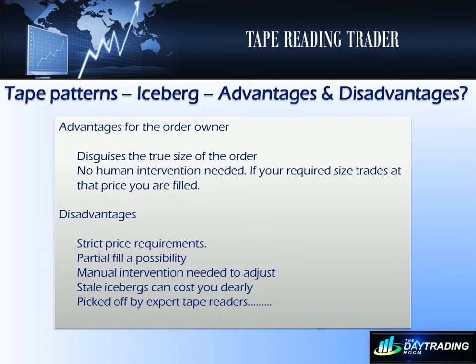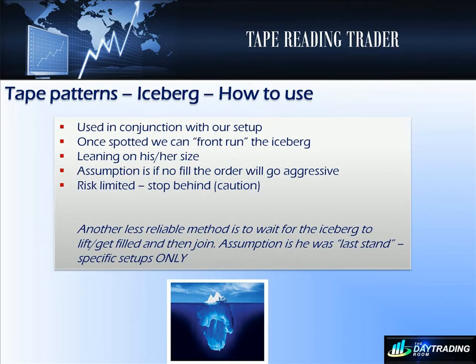So how do we use them? Well, first things first, we use them in conjunction with our setup. So using some of those fundamental setups from earlier, the flag pattern, the pullback, key level reaction, that sort of thing. So really, as I said earlier, once we spotted it, we can front run the iceberg. So if we've got a flag pattern and we're looking to buy, for example, then we see an iceberg join the bid after a good move up, bit of a pause or a pullback, looking for a continuation trade.